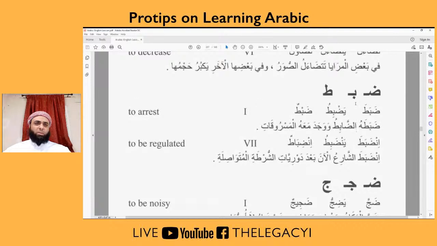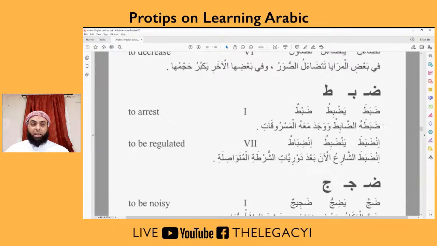So here they use ضبط with the meaning of arrest. ضبطه الضابط, the officer arrested him, ووجد معه المسروقات, and found with him the stolen goods. انضبط ينضبط انضباطا, to be regulated.